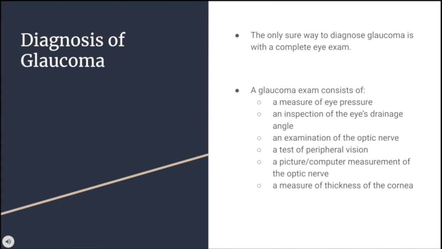The only sure way to diagnose glaucoma is with a complete eye exam. A glaucoma screening that only checks eye pressure is not enough to find glaucoma. During a glaucoma exam, your ophthalmologist will measure your eye pressure, inspect your eye's drainage angle, examine your optic nerve for damage, test your peripheral vision, take a picture or computer measurement of your optic nerve, and measure the thickness of your cornea.